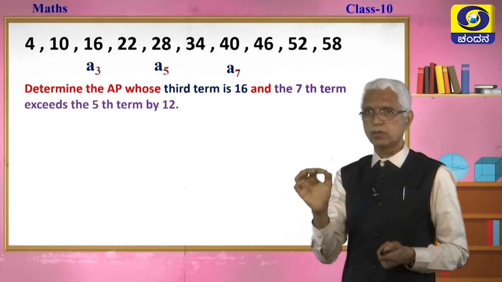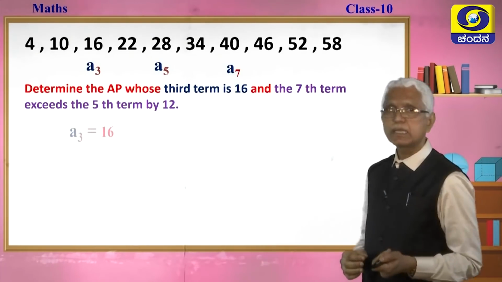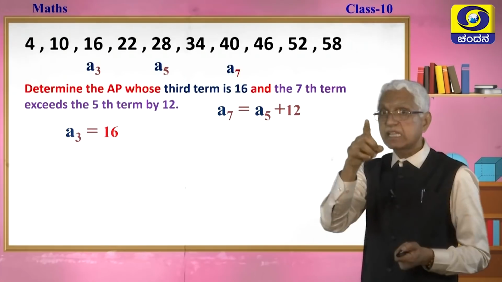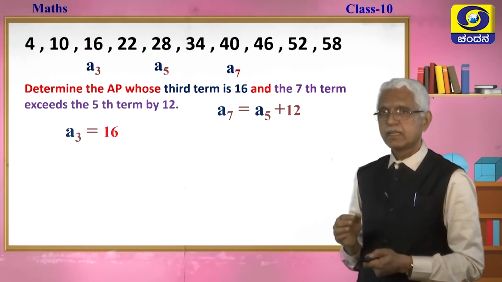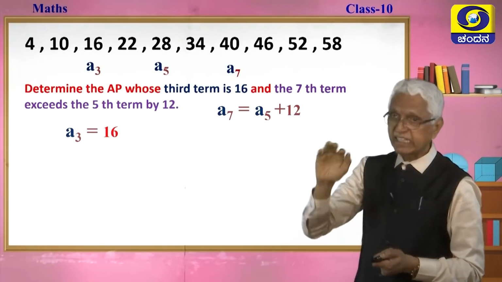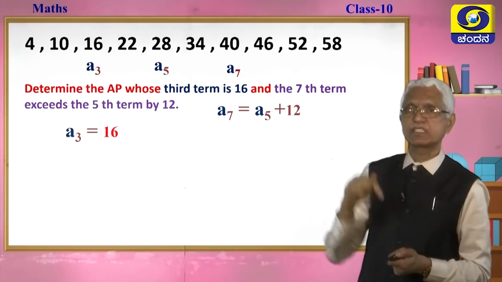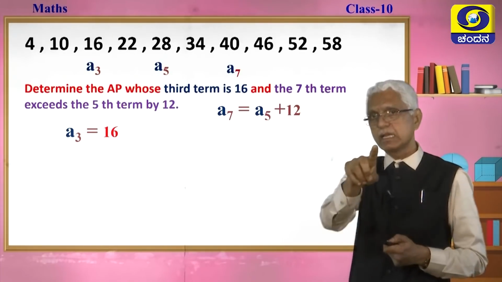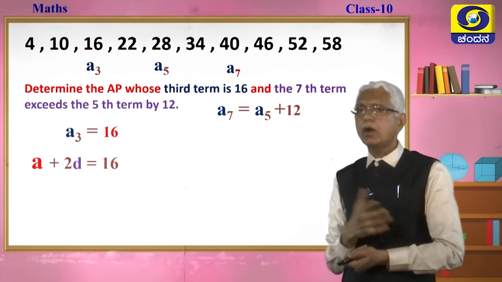What is the formula for the nth term? An is equal to a plus n minus 1 into d. Now you want the third term, no? Third term is given to be 16, correct? And the seventh term, please observe, exceeds the fifth term by 12. That means the seventh term is 12 more than the fifth term. So, I write that equation: A7 is equal to A5 plus 12.